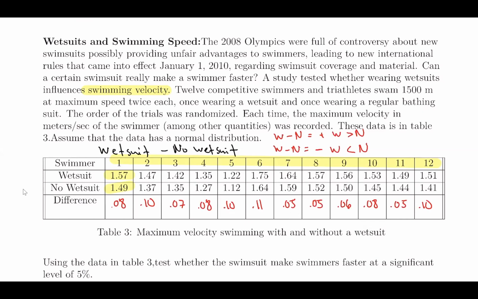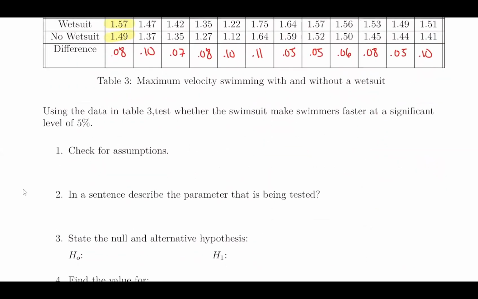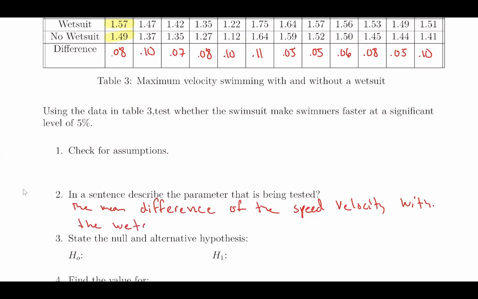So let's do step 2. It says, in a sentence, describe the parameter that is being tested. The mean difference of the speed, velocity, with the wetsuit and without.